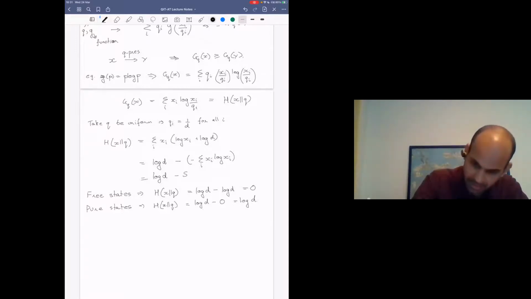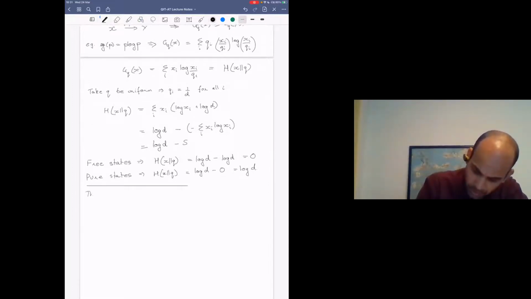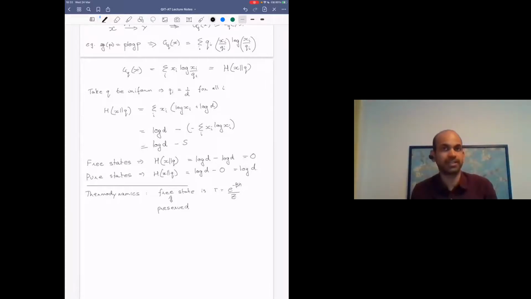And in particular, this is very evocative of thermodynamics, because in thermodynamic resource theories, including thermal operations that we will discuss later in this lecture, the free state is tau, which is e to the minus beta H upon Z, which is also the same as the preserved state. So if you input that one, the only thing that you can get out is also a thermal state, which means that in those resource theories, the monotones that we will have will be relative to the thermal state.